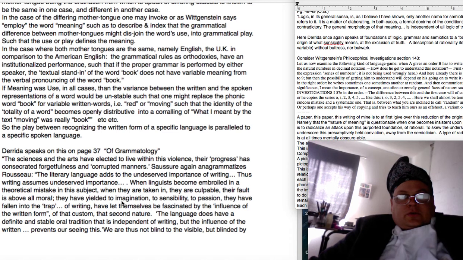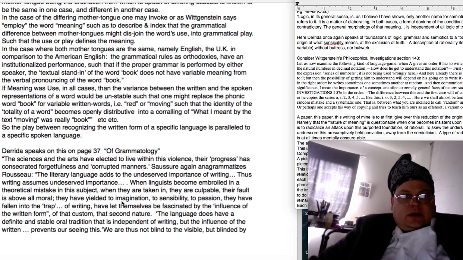In the case where both mother tongues are the same, namely English, the UK in comparison to American English, the grammatical rules of orthodoxies have an institutionalized performance such that if the proper grammar is performed by either speaker, the textual stand-in of the word book does not have variable meaning from the verbal pronunciation of the word book.